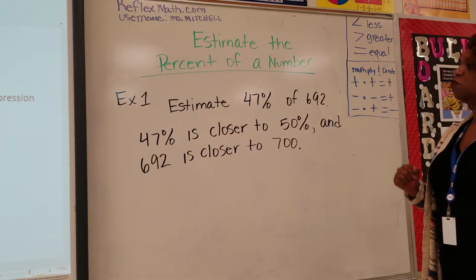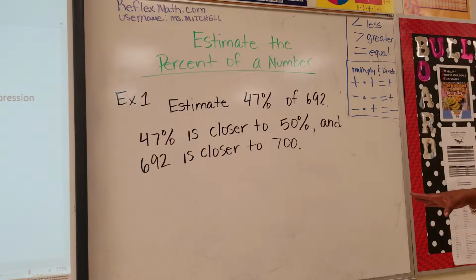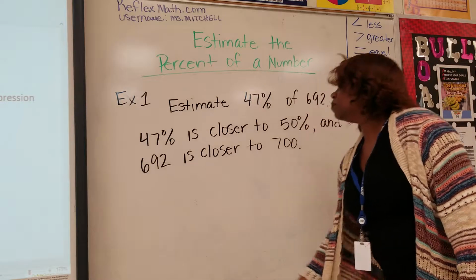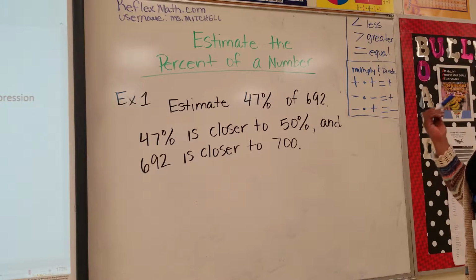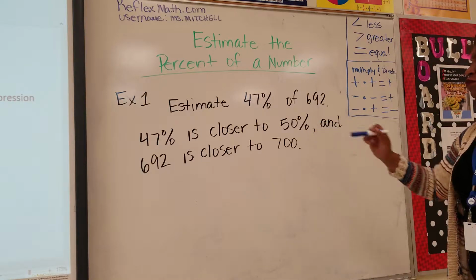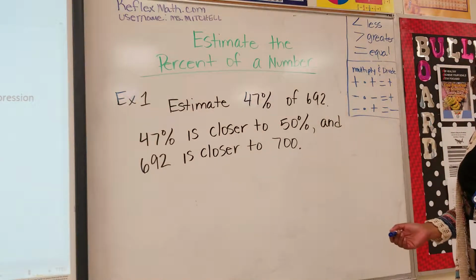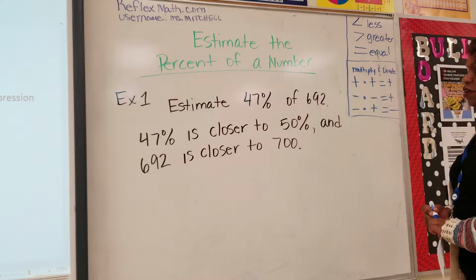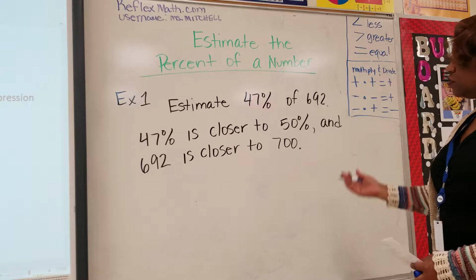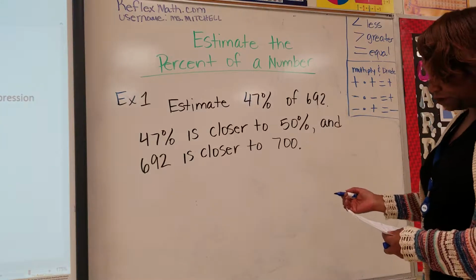So example number one, we're going to be estimating 47% of 692. All right, 47% in our minds is closer and easier for us to look at as 50%. And 692 is just easier for us to look at as 700. So we're just going to now multiply.